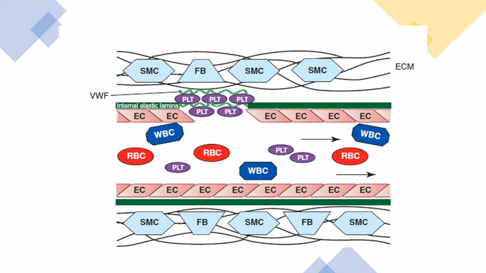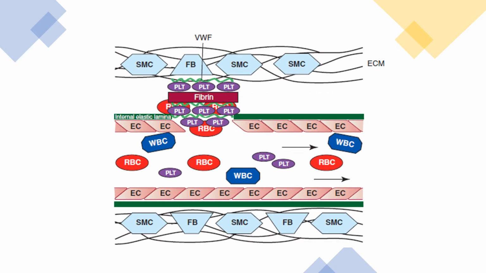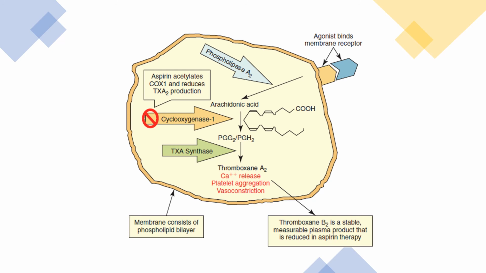So what will happen? The first stage is adhesion. The platelets will adhere to the wall of the blood vessel, and then secondly, they will form aggregates. They will aggregate to each other. This is aggregation. And then thirdly, there will be reinforcement by fibrin because of the activation of the coagulation factors.